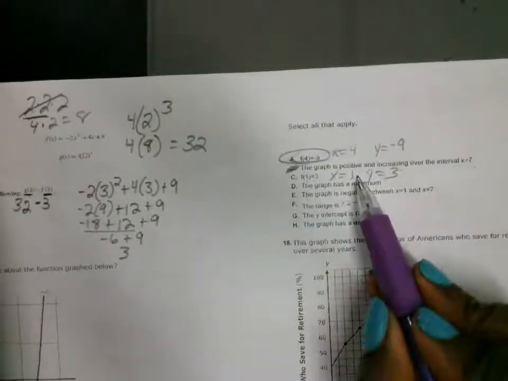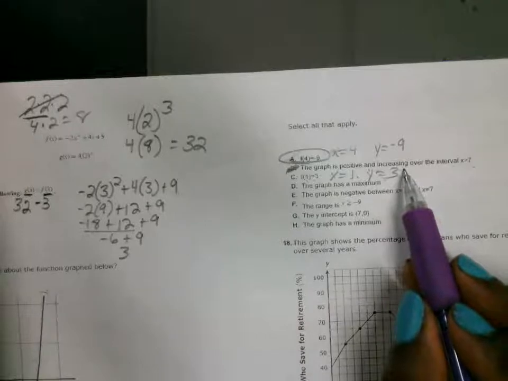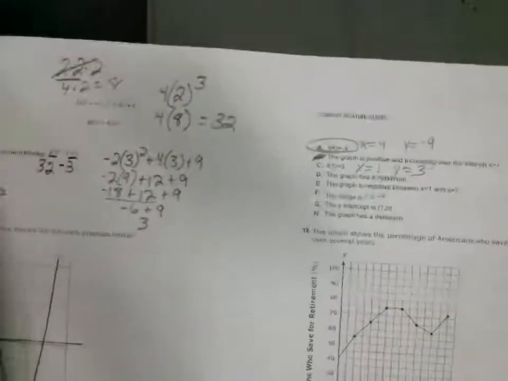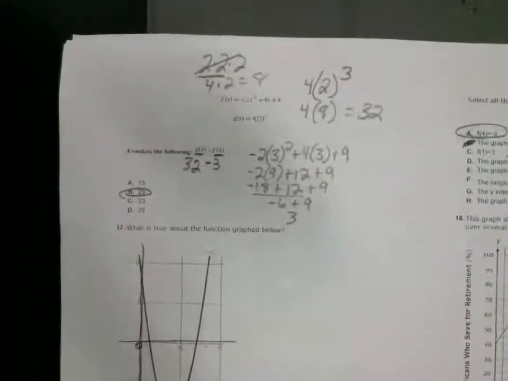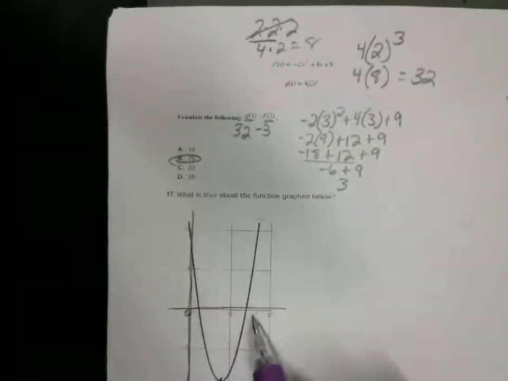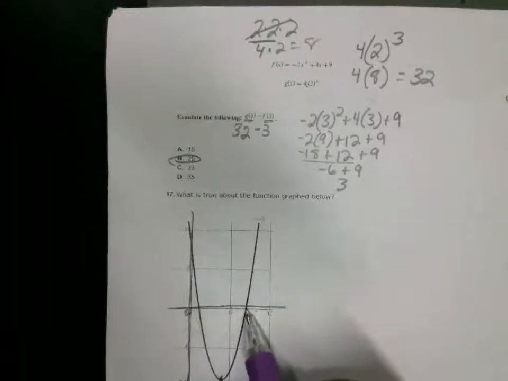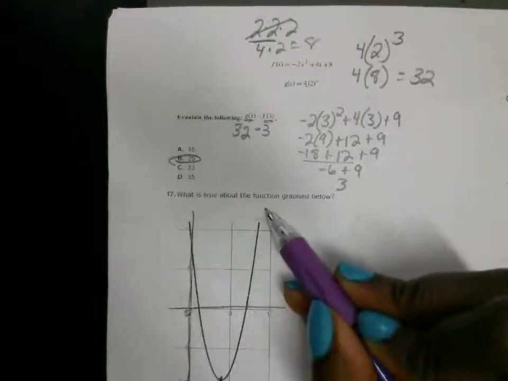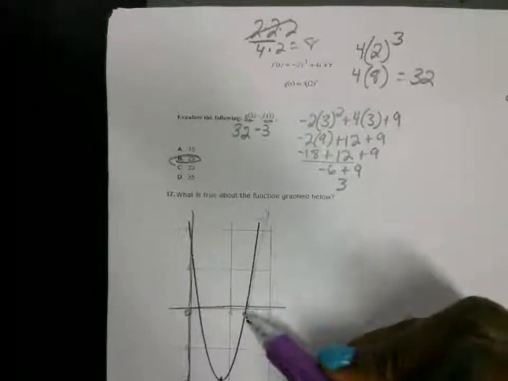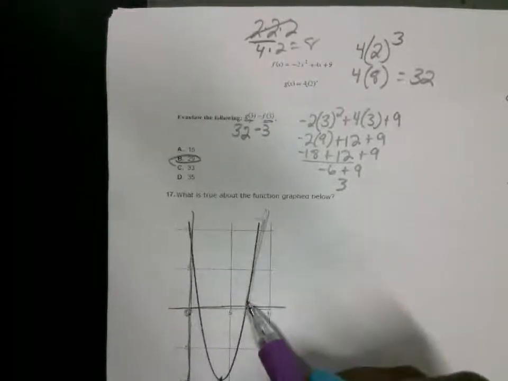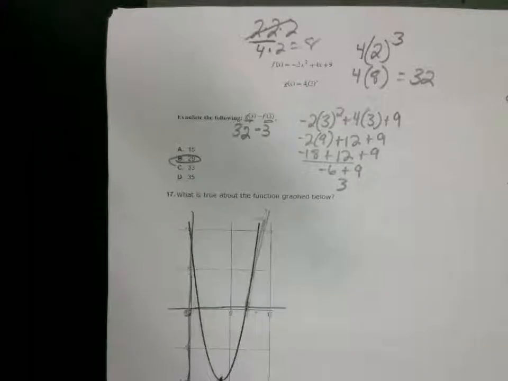The graph is positive and increasing over interval x is greater than 7. So look, 5, 6 is 7. Okay, and then it increases. Yes, that is true. So it is increasing when x is greater than 7. All right, that's true. Sheesh.